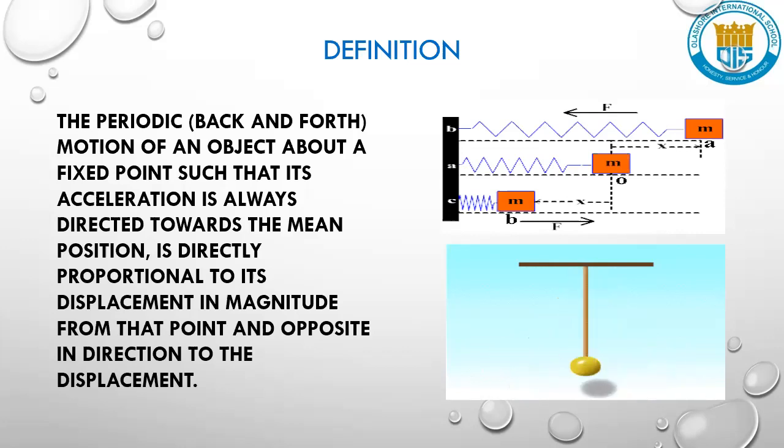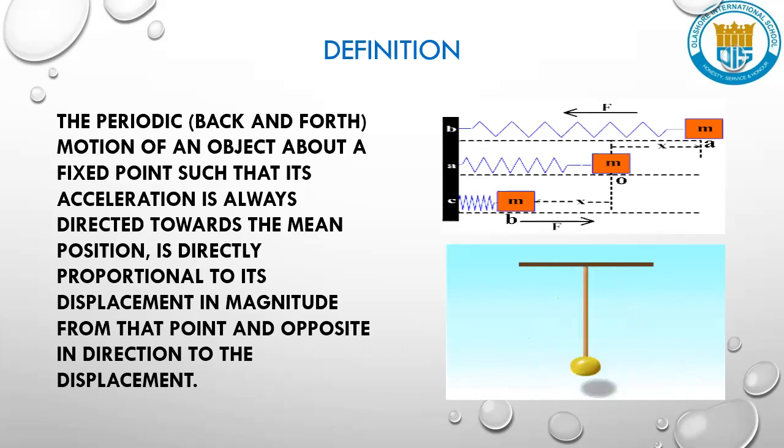Thirdly, that acceleration is directly proportional in magnitude to the displacement of that object from that mean position. So what does that mean? Magnitude refers to value, the value you ascribe to a quantity. If you say you weigh 50 newtons, for instance, 50 is the magnitude.